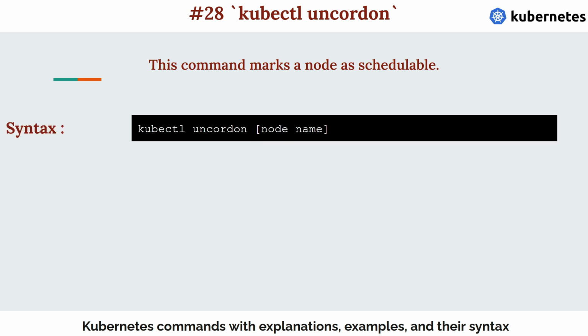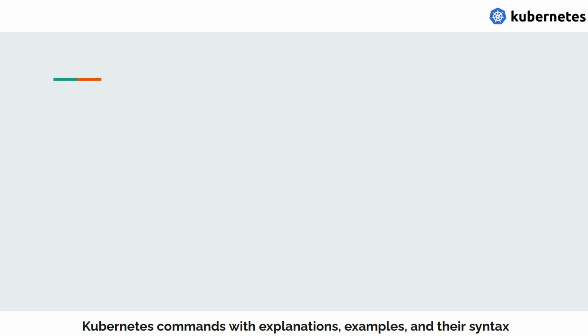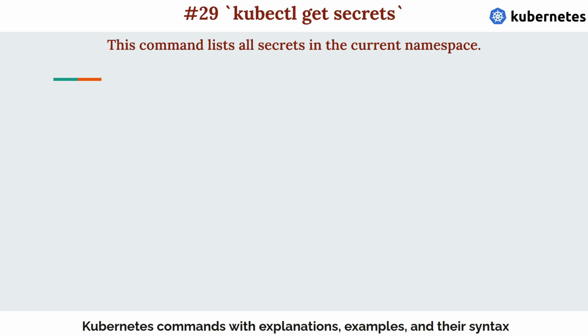Let's see the syntax. The usage of the kubectl uncordon command starts with the kubectl uncordon keyword and node name. This command marks the node mynode as schedulable, allowing new pods to be scheduled on it. Next command is kubectl get secrets. This command lists all secrets in the current namespace.